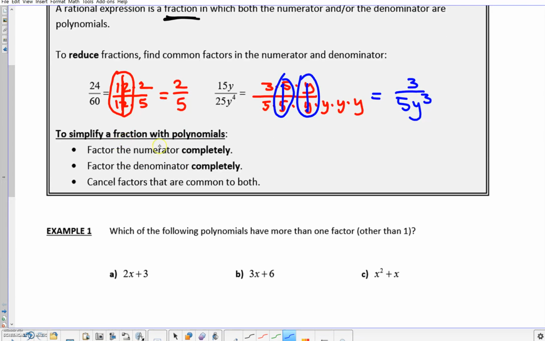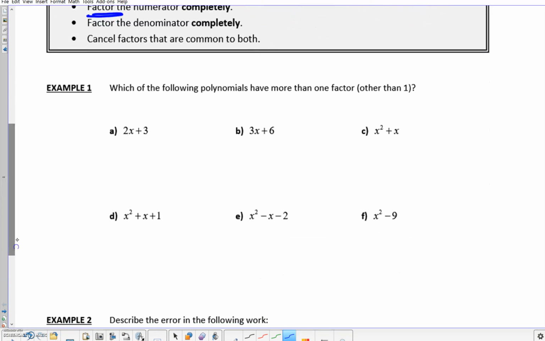So to simplify a fraction with polynomials, you're going to factor the numerator completely, factor the denominator completely, and then cancel factors that are common to both, just like I did above in those examples. So now let's talk about factors. Which of the following polynomials have more than one factor other than 1?